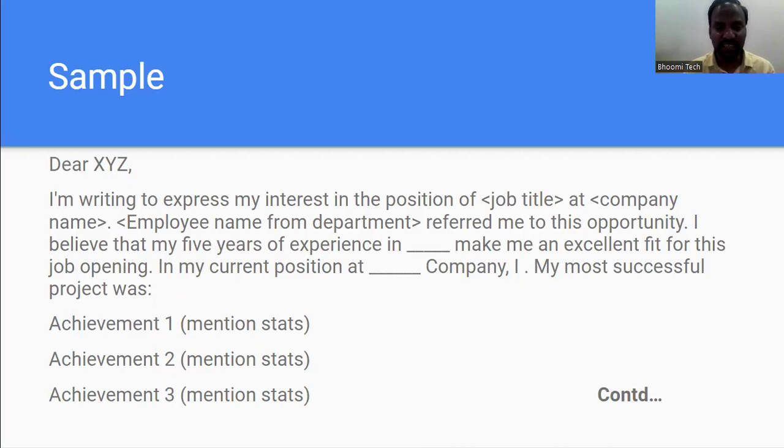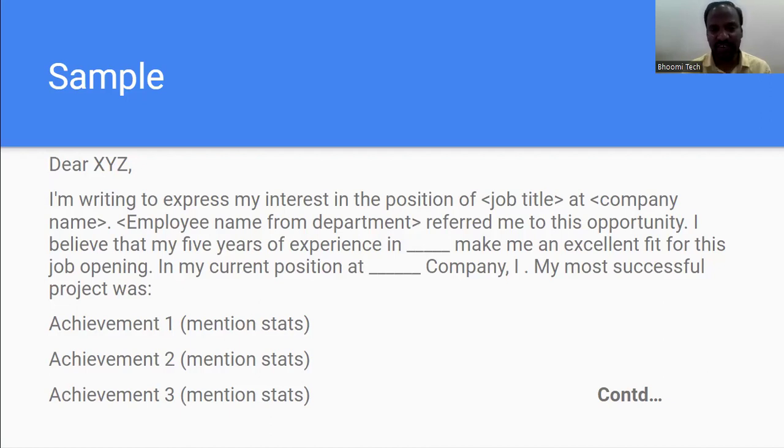asking about different positions in their company, for an internship or some other role. You can write as you like, but here is a sample example. I'm writing to express my interest in the position of data analyst at Agoda, and mention who has referred you and from which department. If you are directly cold emailing, then don't write this line.